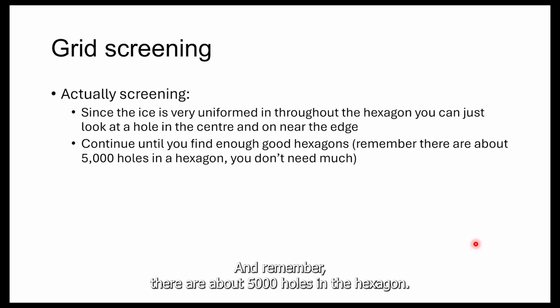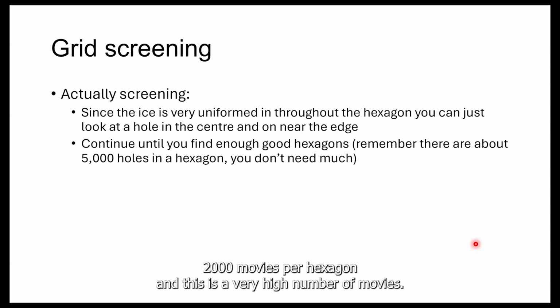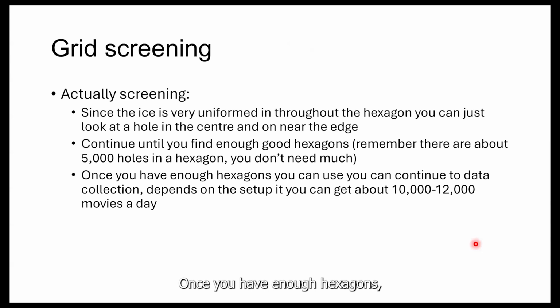And remember, there are about 5,000 holes in a hexagon. I'm saying about because it depends on the ice thickness. If your particle needs thicker ice, you will have fewer holes, but you'll still have in the thousands. I think the smallest number of movies per hexagon that I saw was over 2,000 movies per hexagon. And this is a very high number of movies. Once you have enough hexagons, I just recommend go to data collection.